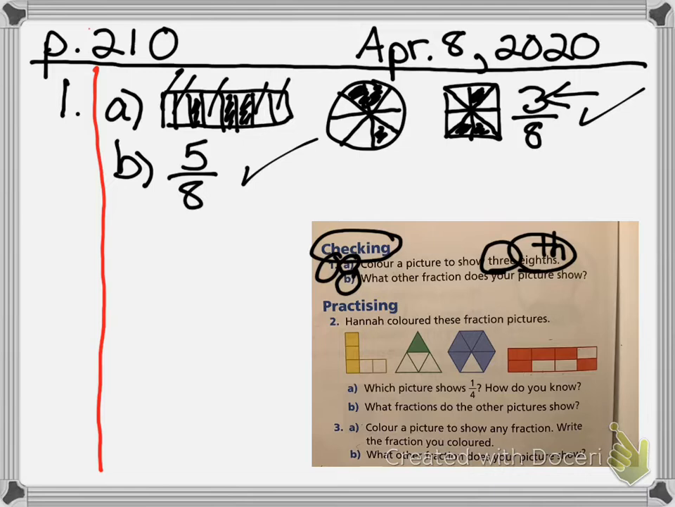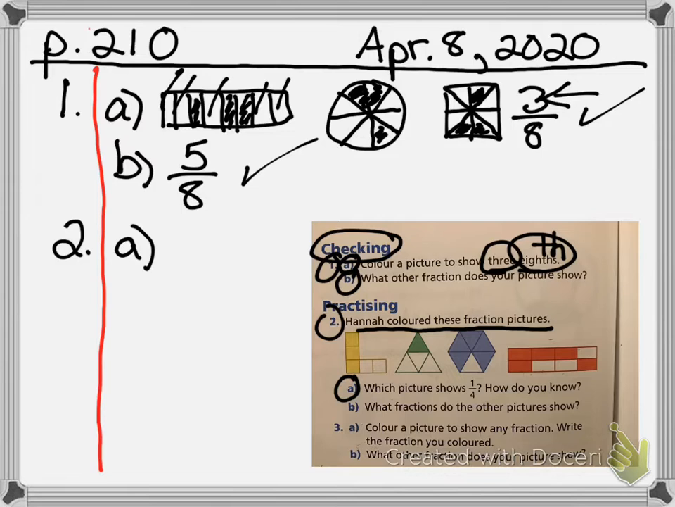Way to go. All right, underneath, the 2 goes on the left. Let's look at number 2. Hannah colored these fraction pictures. Okay, so we've got a yellow, a green, a purple, and a red. A. So let's write the A over here. Which picture shows 1/4?